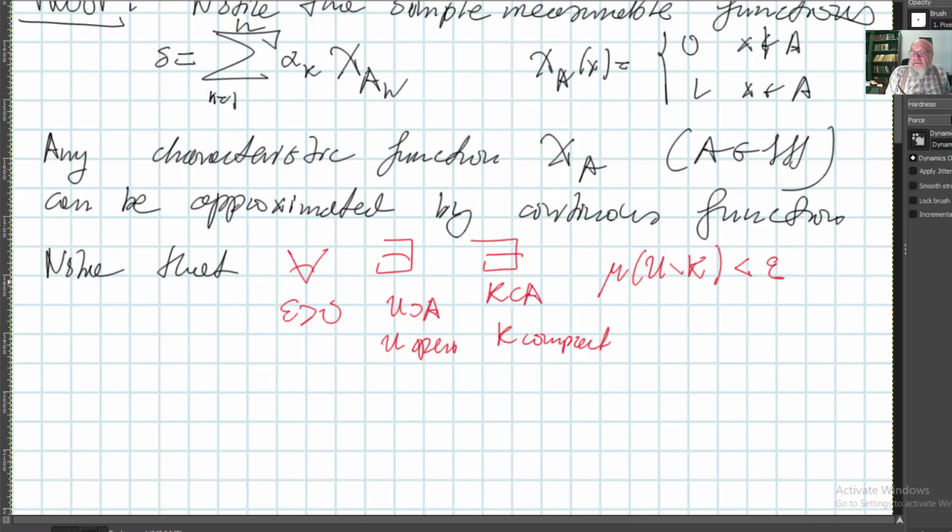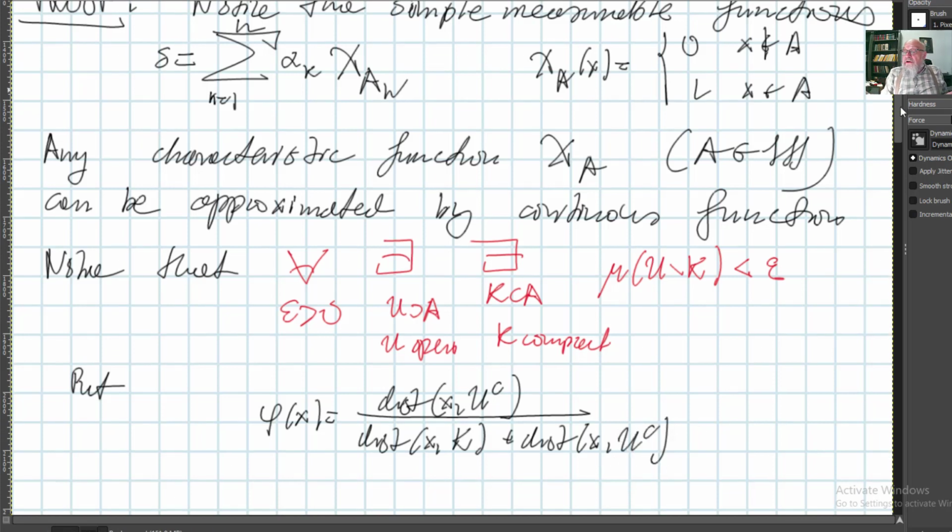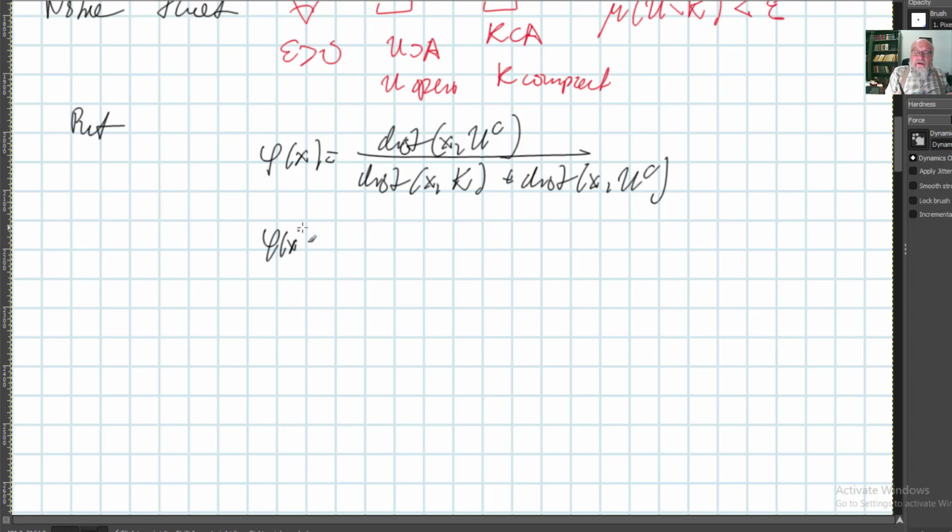And therefore, what should I say? I should say like this: my function that will approximate the characteristic function of A is simply given by the formula. Let me write it down. This is the distance between x and U complement. U complement is closed, so this is compact. Very good. And this is over the distance between x and K plus the distance between x and U complement. And we can see clearly that this function phi of x is equal to 1 if x belongs to K, and it's equal to 0 if x does not belong to U.